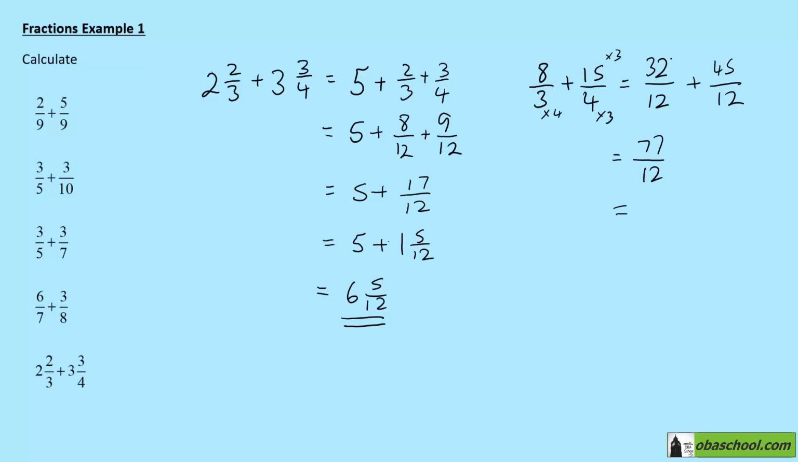Okay, so how many times does 12 go into 77? Well, I know that 12 times 5 equals 60. So 12 times 6 is 72. So it goes in 6 times. That's 72, that's 77, leaving a remainder of 5. So 6 and 5/12. Now they're both good methods, and sometimes this one works better, and sometimes this one works better.